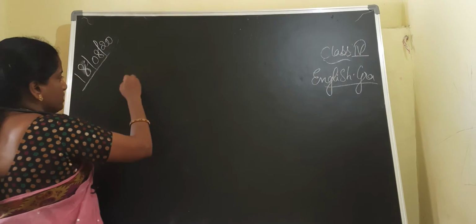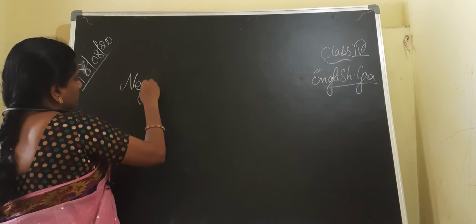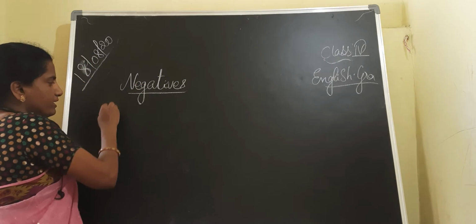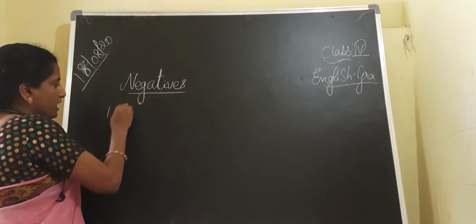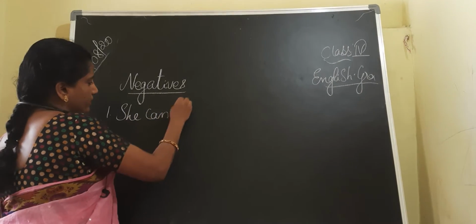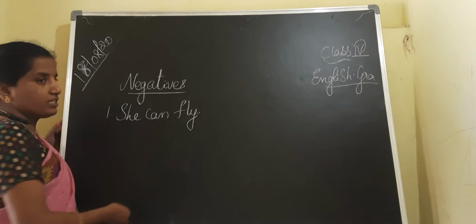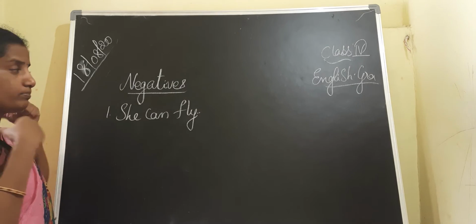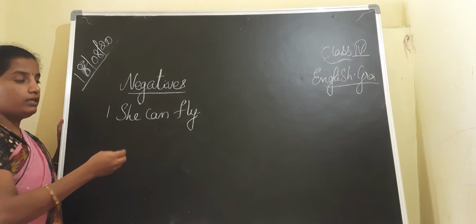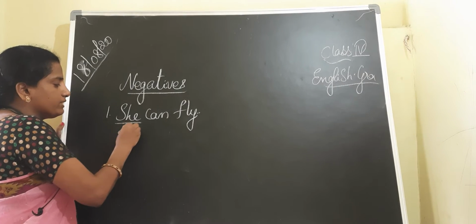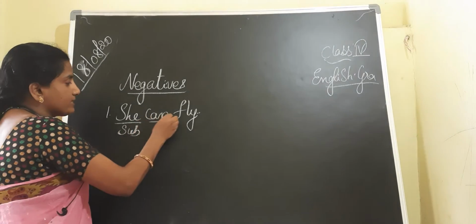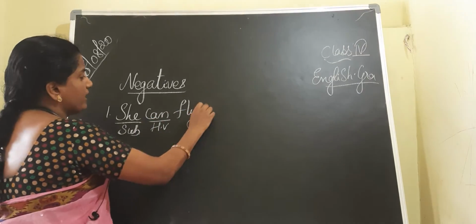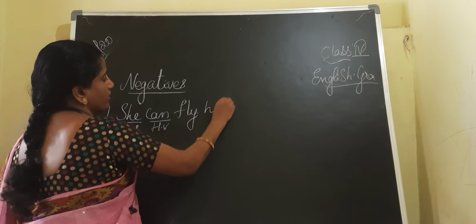Okay, children. Let us take the negative forms. Already we have learned how to write negatives. Suppose there is a statement, she can fly. We can form the negative by adding not with the helping verb. Here she is the subject, the doer of the action. Can is the helping verb, so no need to go for the main verb. She can fly high, you can add another adverb.